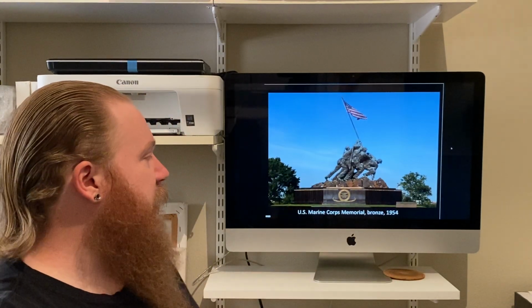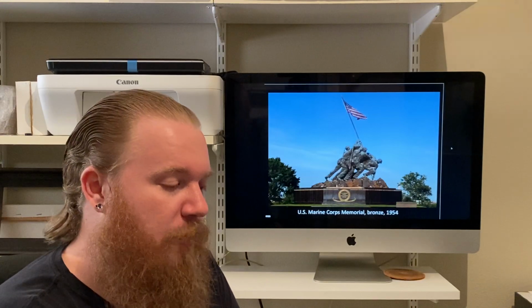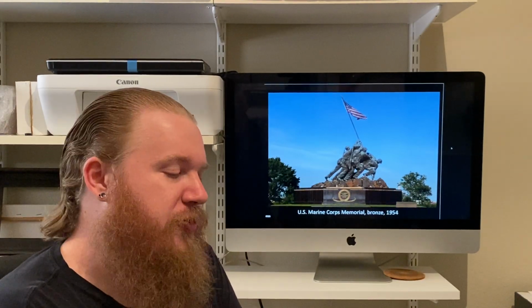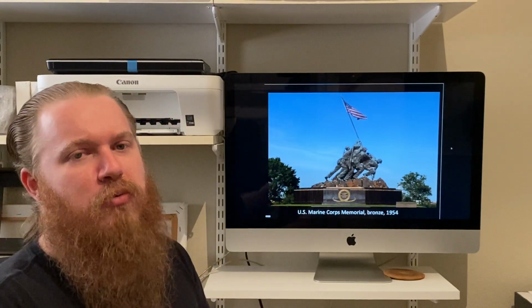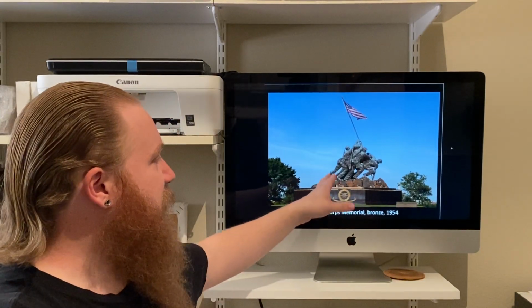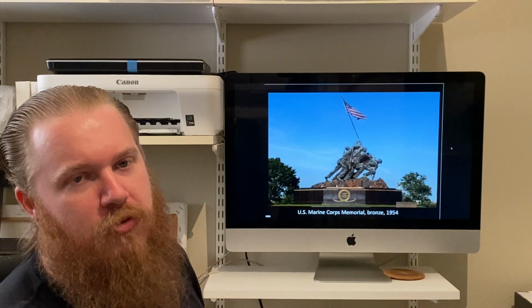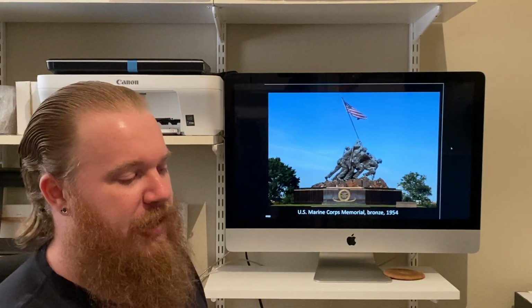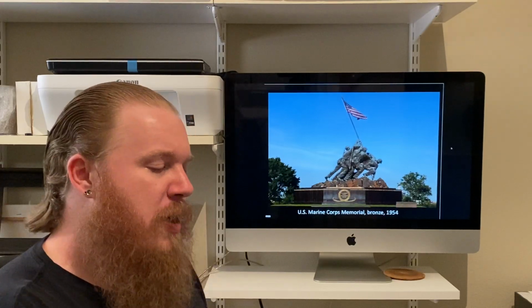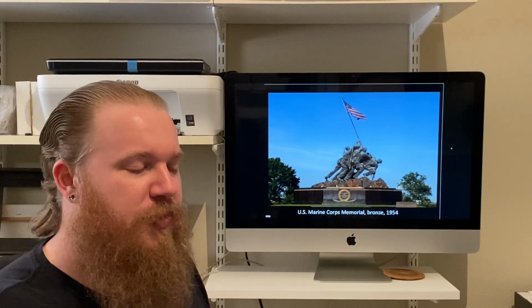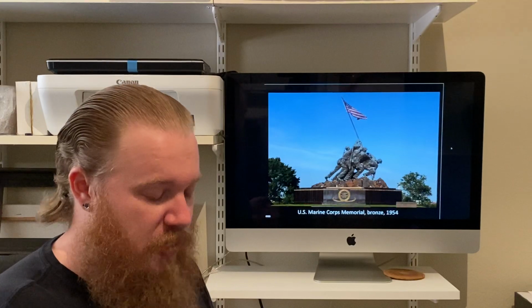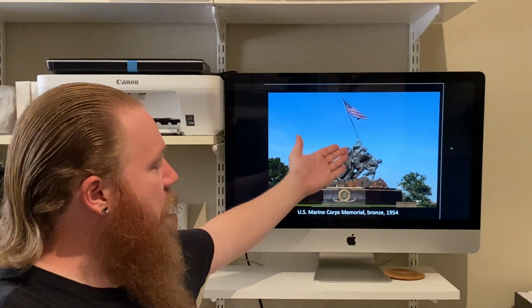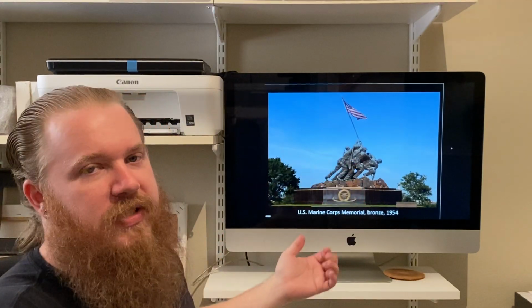So here we can see the U.S. Marine Corps Memorial in Washington, and this is based on the famous photograph by Joe Rosenthal from the Battle of Iwo Jima. So this is a statue depicting the flag raising at Iwo Jima, but it's come to be synonymous with not only the Marine Corps victory in World War II, but America's victory in World War II, specifically in the Pacific Theater.